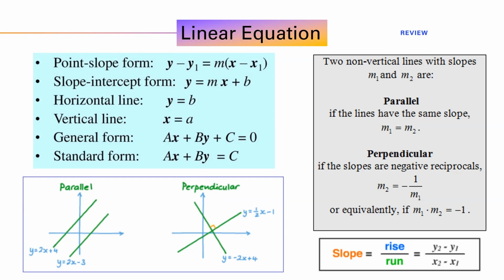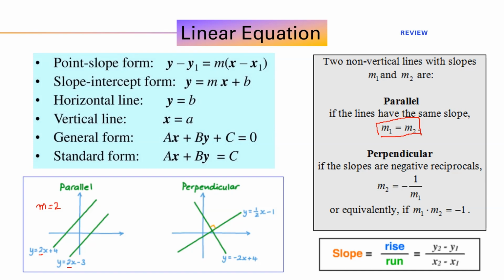Also, today we will review if we have two non-vertical lines with slopes m1 and m2, they will be parallel, and how parallel lines look is on the left side right here. If they are parallel, they will have the same slope m. In this case, m equals 2, so they have the same slope. So for parallel, we have m1 equals m2, where m1 is the slope of function y1 and m2 is the slope of function y2.